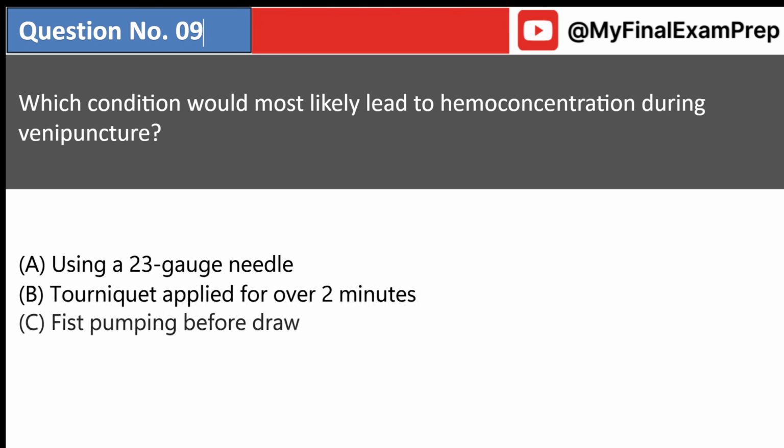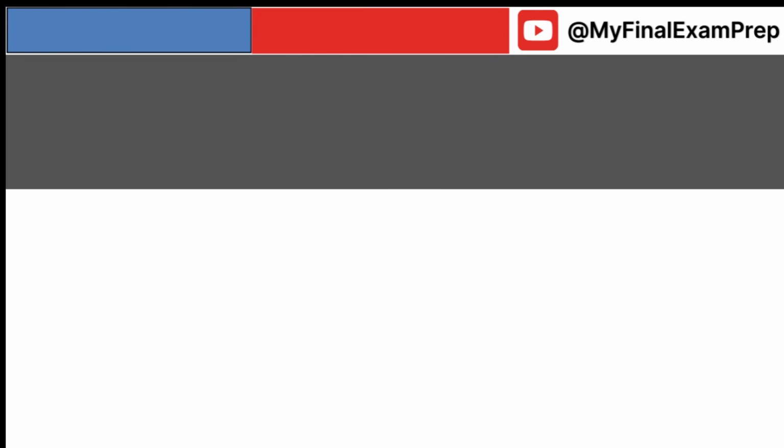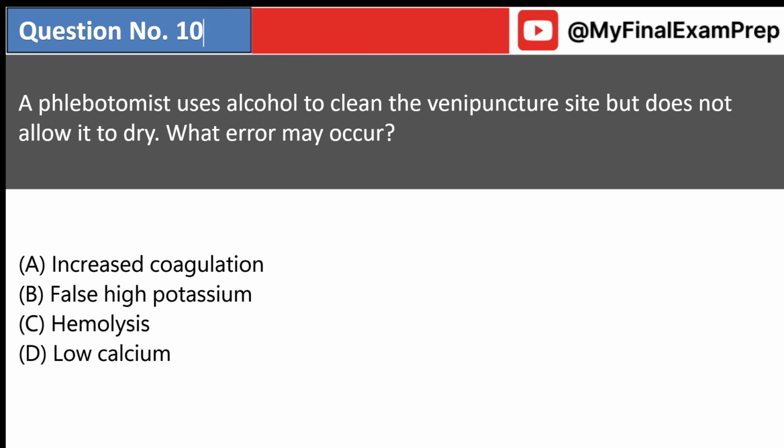Which condition would most likely lead to hemoconcentration during venipuncture? A. Using a 23-gauge needle. B. Tourniquet applied for over 2 minutes. C. Fist pumping before draw. D. Drawing from hand veins. Answer B. Prolonged tourniquet time causes fluid shift from plasma into tissue, concentrating cells and analytes such as proteins and potassium.